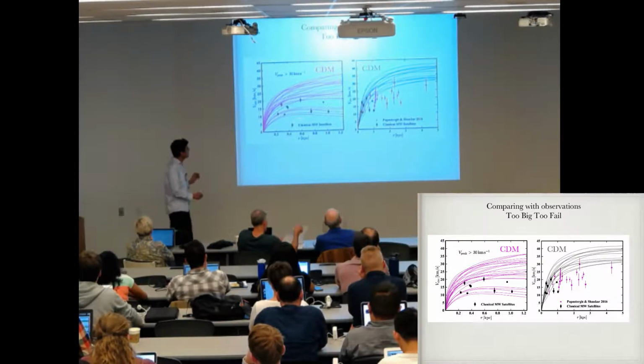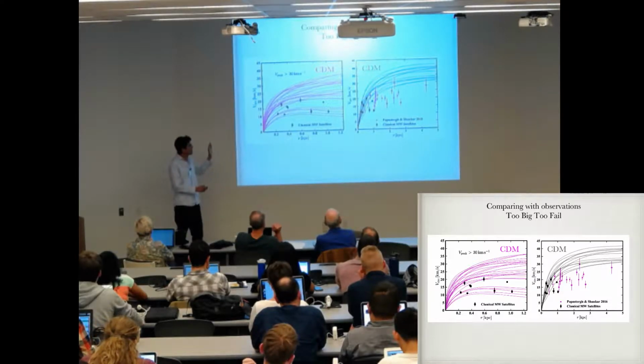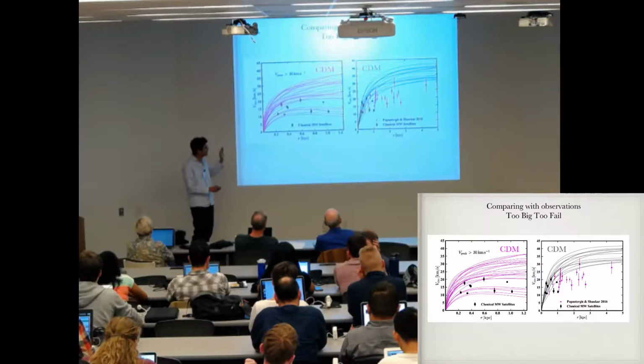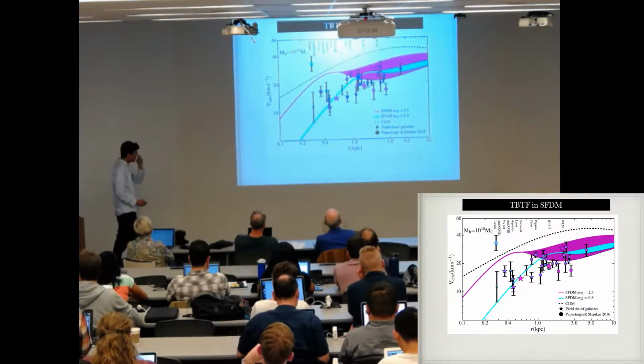And in Papastergis and Shankar, they actually found some observations at larger radii that actually make the problem worse. And so what about scalar field and typical field?